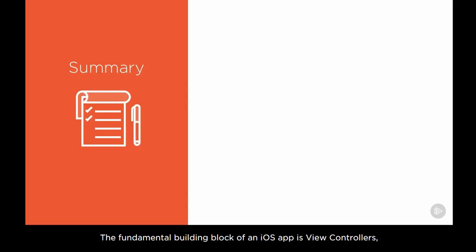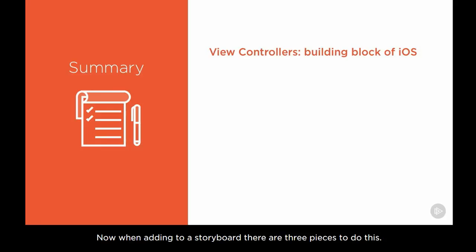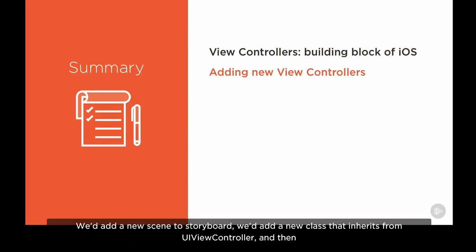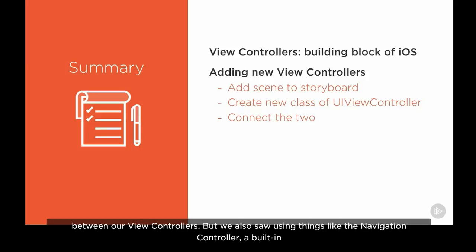The fundamental building block of an iOS app is view controllers, the combination of the user interface for that part of the app and the code for that part of the app. Now, when adding to a storyboard, there are 3 pieces to do this. We'd add a new scene to a storyboard, we'd add a new class that inherits from UI view controller, and then, very importantly, we'll connect those 2 pieces. And after creating them, we can define our own segues between our view controllers.